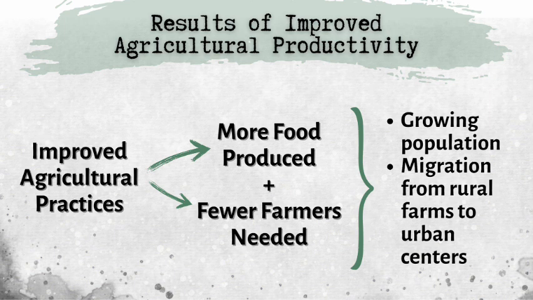This excess labor force began to migrate to urban centers in search of work in newly emerging industries, thus fueling urbanization. The increased agricultural output supported the burgeoning urban populations and allowed Britain to sustain the workforce needed for its growing industrial sector at the onset of the Industrial Revolution.